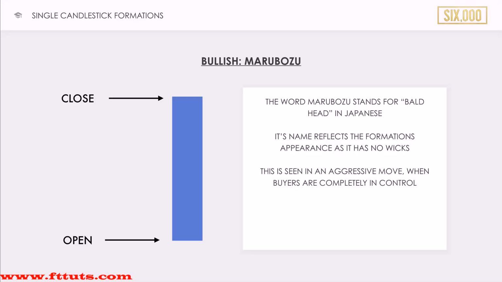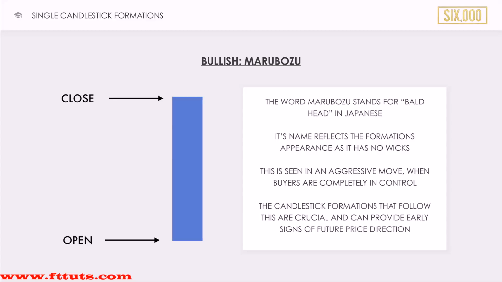This is seen in an aggressive move when buyers are completely in control. We didn't have a low price, so as soon as price opened at the bottom there, price went straight up. There wasn't a low in this candlestick, meaning sellers didn't push price below the open price. It just opened and price increased straight from the open price and closed at the top. The candlestick formations that follow this are crucial and can provide early signs of future price direction. Again, it's one piece of the puzzle, but it's a very good candlestick to use in your analysis.